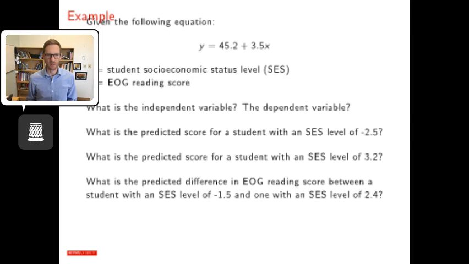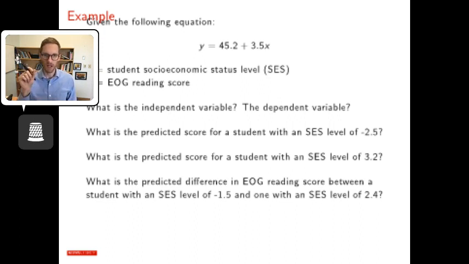That really bugs me. All right, so given the following equation, Y equals the intercept term, so it's anchored at 45.2, that's where it crosses the Y-intercept, plus 3.5X, okay? Where X is a student's socioeconomic status and Y is their reading score. My first question, go ahead and work out this slide, pause it, and then I'm going to work through it as well. So pause it now.